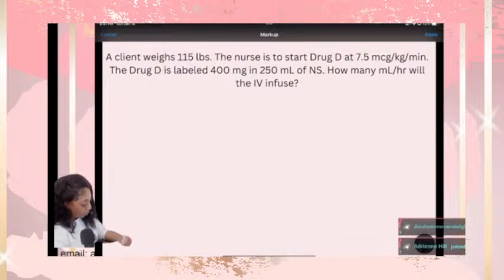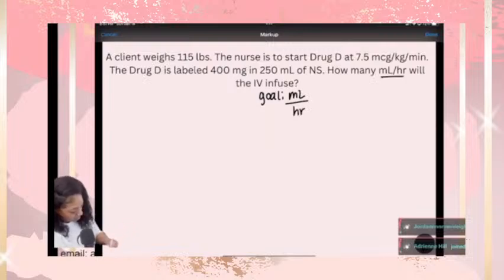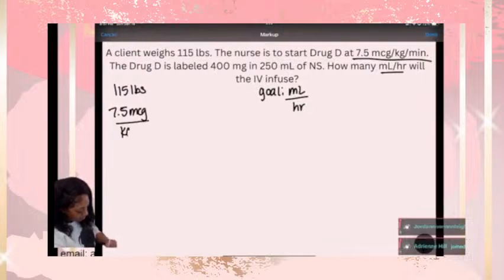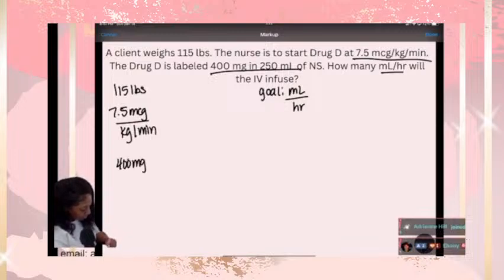Okay, so our goal is to find milliliters per hour, right? We have PPP, patient, prescription, product. Our patient's weight is 115 pounds. Our prescription is 7.5 micrograms per kilogram per minute. And then we have our medicine, our product, which is 400 milligrams in 250 milliliters.